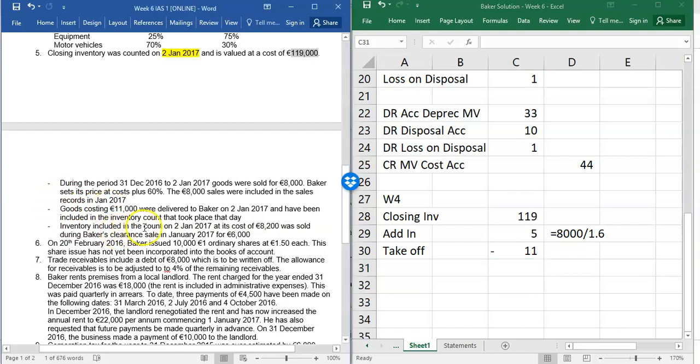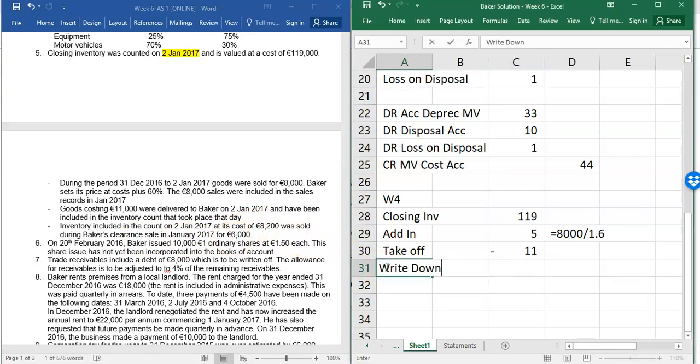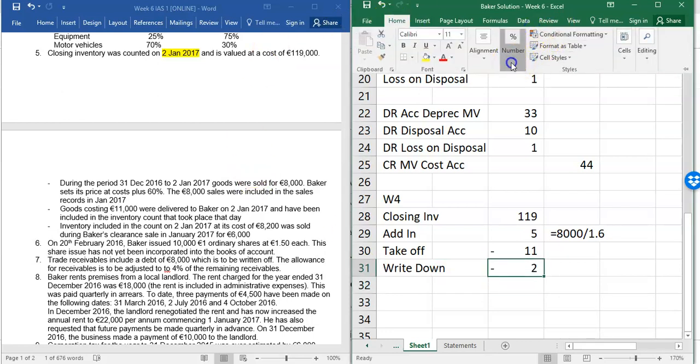There's also an inventory amount of 8.2, which was sold in a clearance sale for 6.2. So we're going to have here what's called a write-down. Under IAS 2, inventory should be measured at the lower of cost, which is 8.2, and net realizable value. So we're assuming here that the sales price in January is indicative of what the net realizable value was at the year end. So that inventory shouldn't have been in there at 8.2. It should be in there at 6. So you're going to minus there 2.2. So just minus that out.